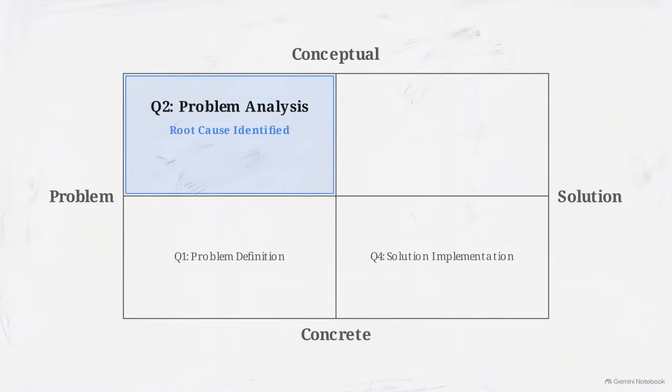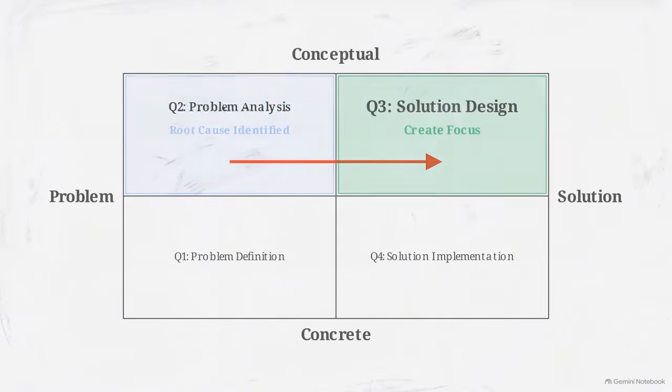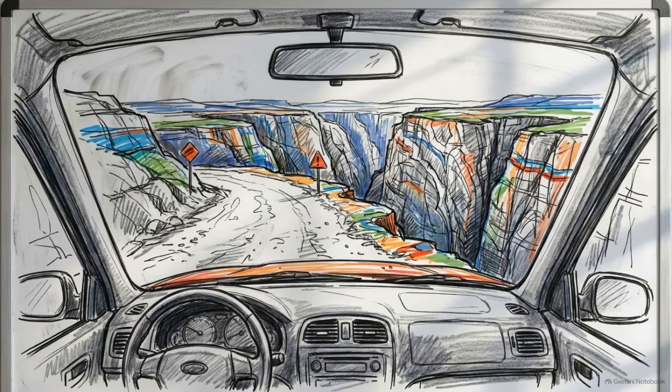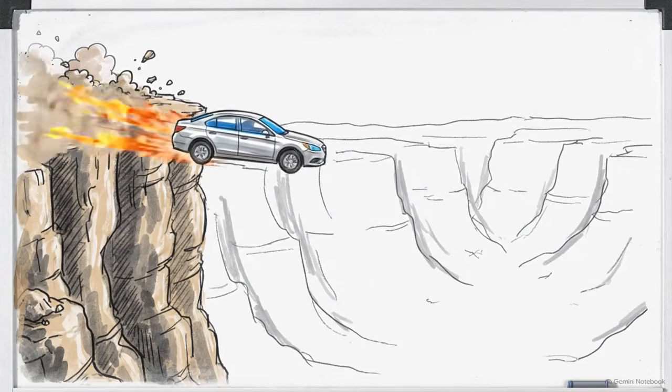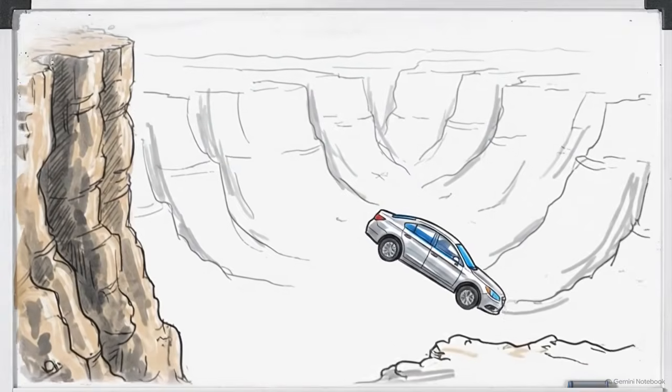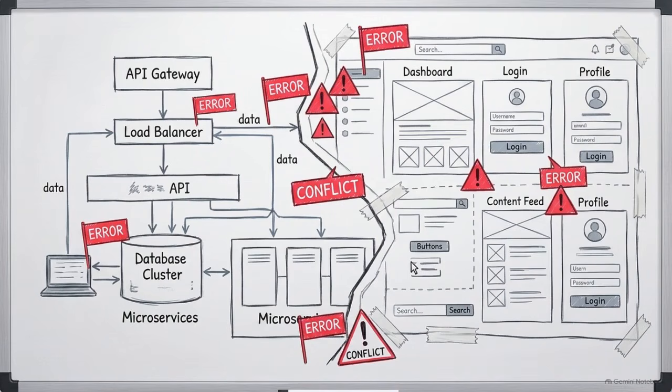With the root cause identified, you cross over to the right side into Quadrant 3, solution design. You generate several genuinely different options and filter them hard against the budget, timeline, and constraints you established back in Quadrant 1. A common failure here is the compromise trap. Imagine trying to dodge a ravine in a car. The driver wants to steer left, the passenger wants to steer right. The compromise is to go straight into the ravine. Teams often blend technically incompatible solutions just to keep office politics peaceful, resulting in a fractured plan that fails the original success criteria.